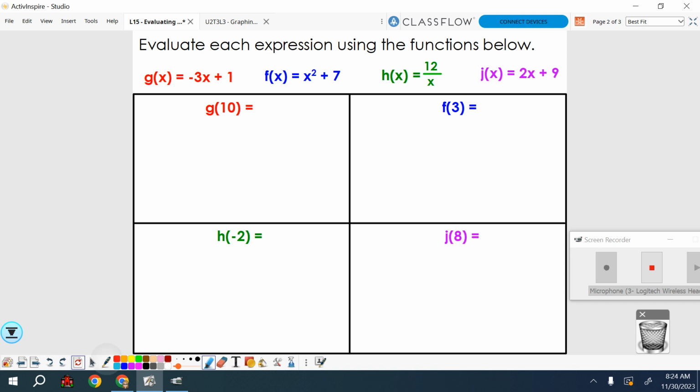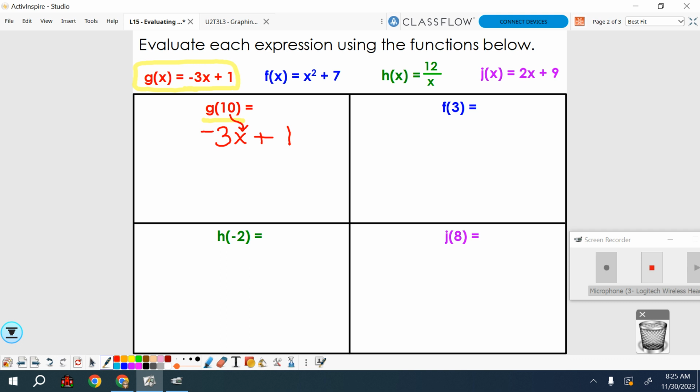Now, the other thing we need to know, remember when we are talking about functions, whatever you have inside your parentheses is your x value, and what we're looking for is the output. So when it comes to evaluating these functions, if I'm looking for G of 10, I'm going to use this function, negative 3x plus 1, and I'm going to plug this value in for x.